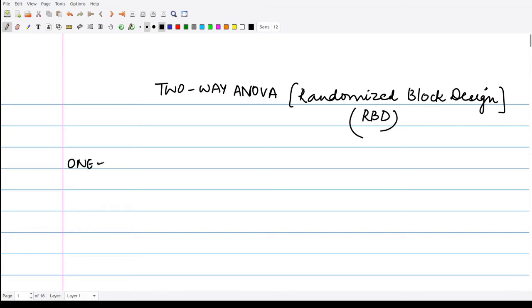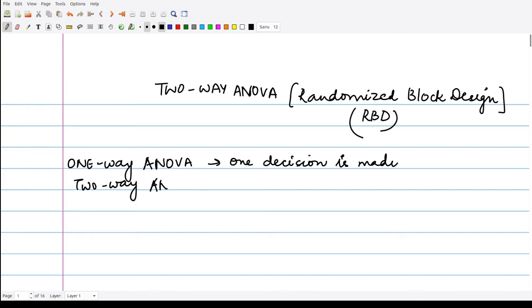In one-way ANOVA, we used to make one decision, whereas in this two-way ANOVA, we'll make two decisions, right? Decisions about two things. So two decisions are to be made for this particular case.